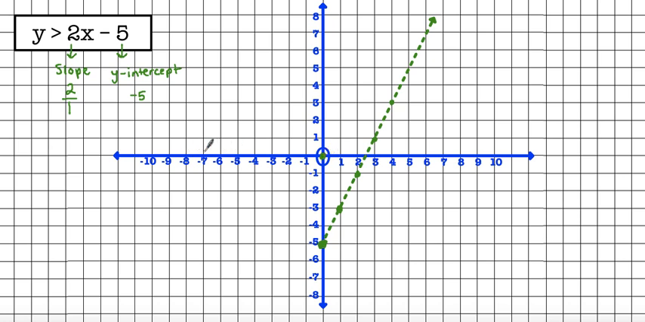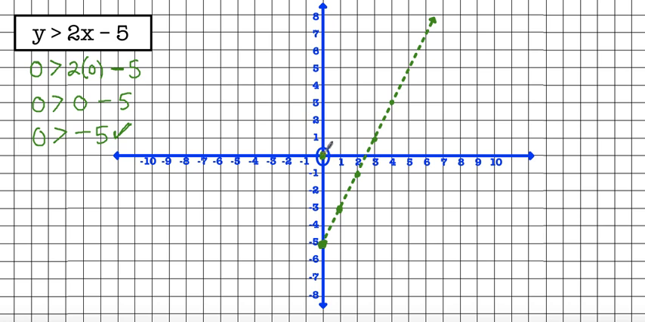The easiest coordinate to pick, if your line does not cross through it, is 0, 0. So using 0, 0, I'm going to substitute the y and x values in our inequality and see if it's true. Instead of y, I'm going to put a 0. 0 is greater than 2 times 0 minus 5. So 0 is greater than 2 times 0 is 0, minus 5 is equal to negative 5. So 0 is greater than negative 5. And this is true. So if it is true, that means this is the side I'm going to shade.